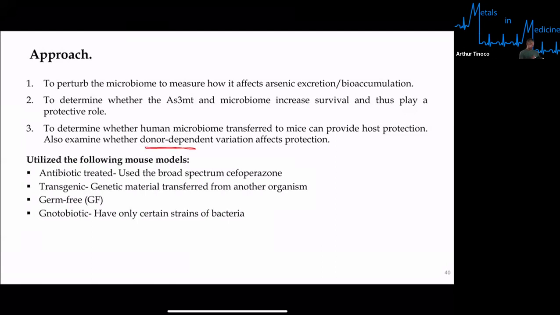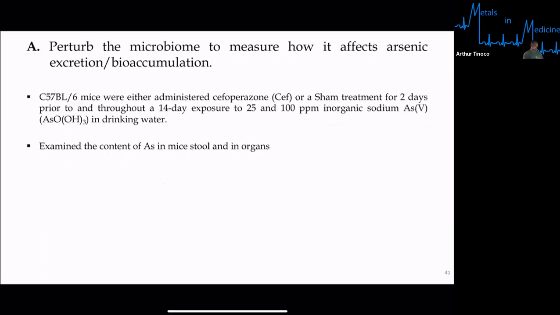So what were the mouse models they used to assess this? Or rather, the types of animal treatments. Animals were treated with antibiotics, using a broad spectrum cephalosporin. They also used transgenic mice, that is, genetic material that's transferred from another organism. They used germ-free animals, which basically don't have any microbes. And then they used gnotobiotic animals, which have only certain strains of bacteria. These are the different animals they used for this particular study.